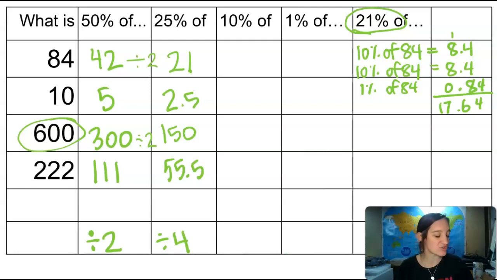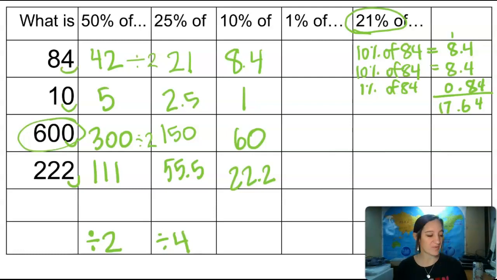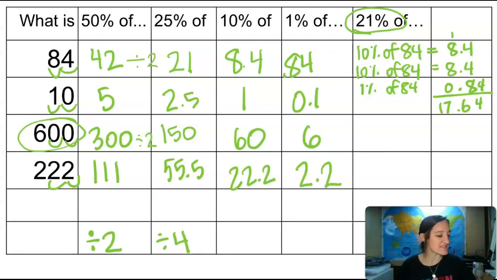And then 10% and 1%, super fun. We just get to scoop the decimal. So 8.4, 1, 60, 22.2. All I did was move the decimal once. Now for 1%, I'm going to scoop it a second time. 0.84, 0.1, 6, and 2.2. There we go. This is kind of a challenge. Feel free to try it out, but you don't have to.